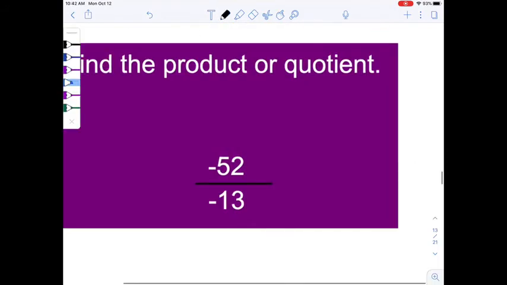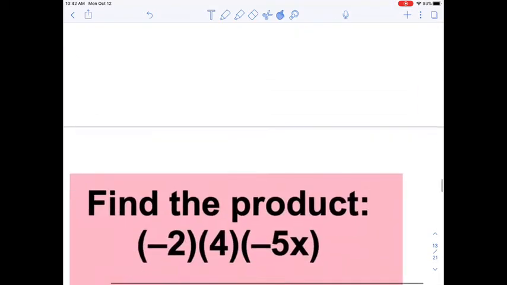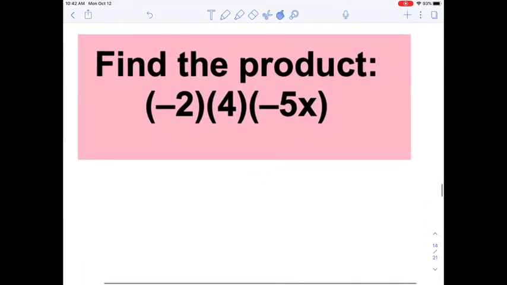Find the product or quotient. In this case, it's quotient since we're dividing. A negative divided by a negative is a positive, and 52 divided by 13 is 4. So I get positive 4.